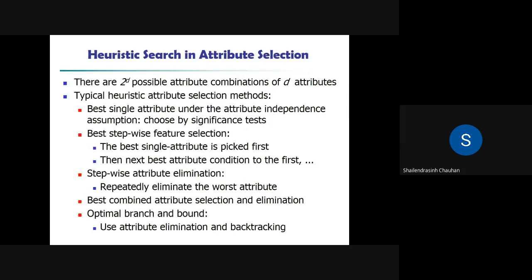Next is stepwise attribute elimination. After generation of different combinations, you eliminate those combinations which are not useful, and the best combined attribute selection and elimination will be applied. We'll see this with an example so that you can clearly understand it. And then the optimal branch and bound technique will be applied, which uses attribute elimination and backtracking. Right, so let us understand this with an example.